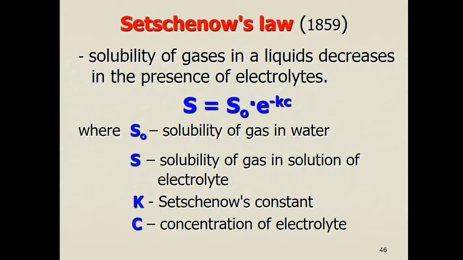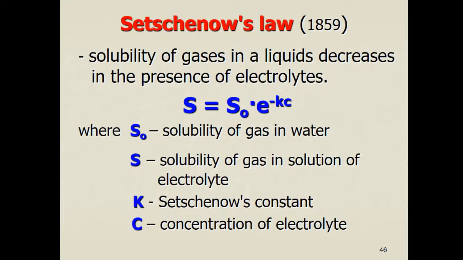So the solubility of a gas in water is always higher than the solubility of the gas in a solution with electrolytes present. Because here is e, the base of the natural logarithm, to the power of minus Sechenov's constant, which we measured experimentally, times the concentration of electrolyte.